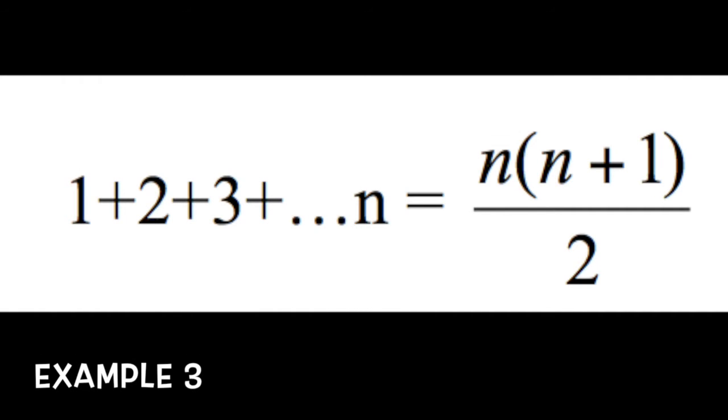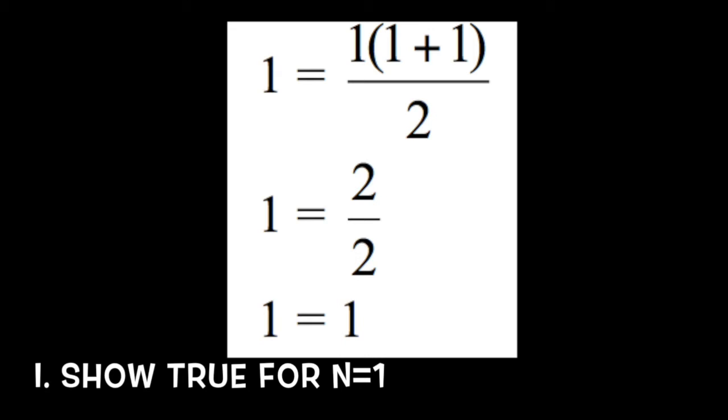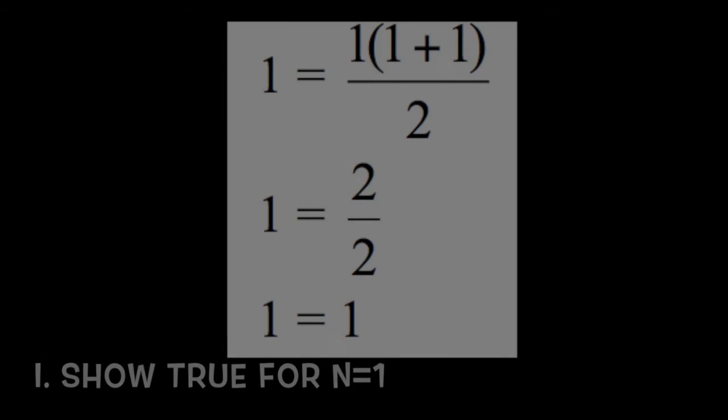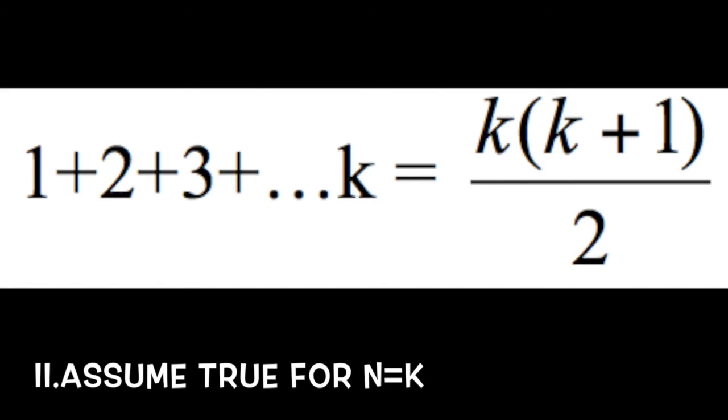For our first step, we will need to show that the series works for n equals 1. So we will plug in a 1 for all the n's. Both sides will simplify to 1 in this problem, so we have shown that n equals 1 works. The second step is to assume that n equals k is true. So to do that, we will substitute all the n's in the series with k's.